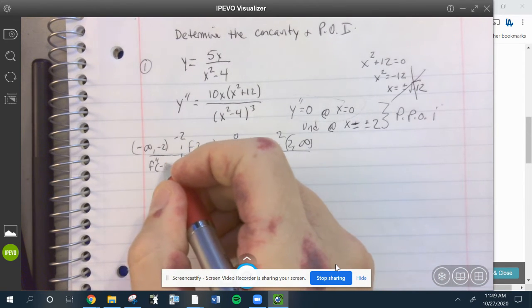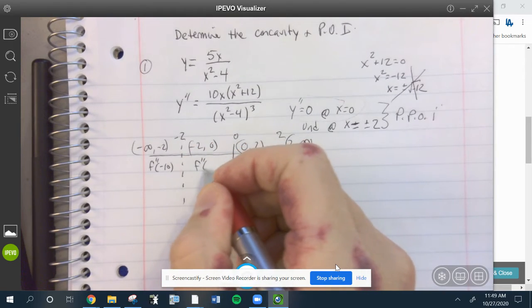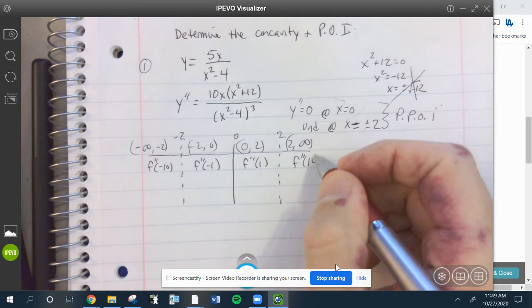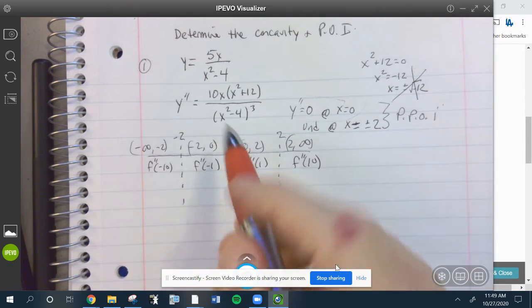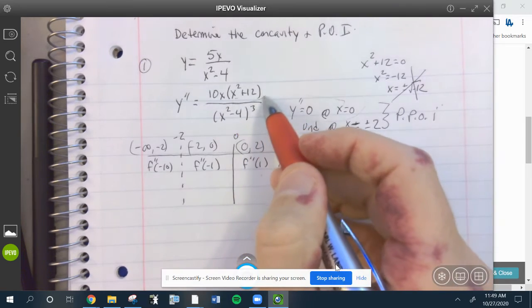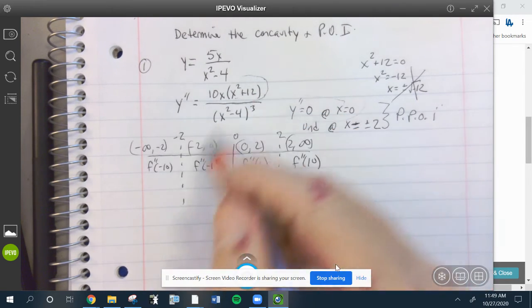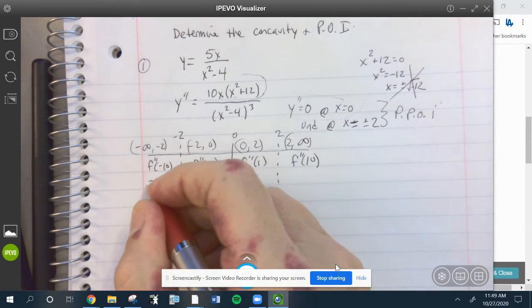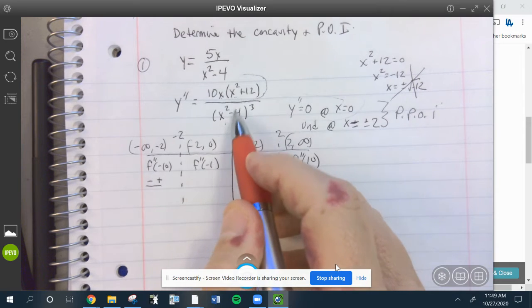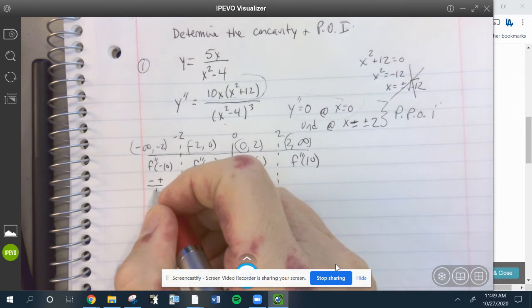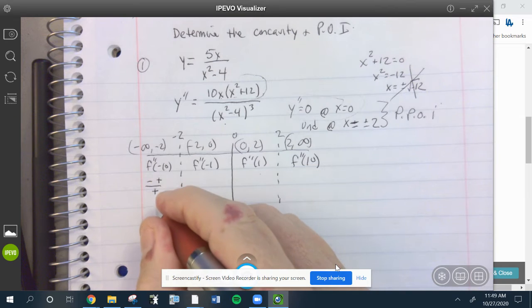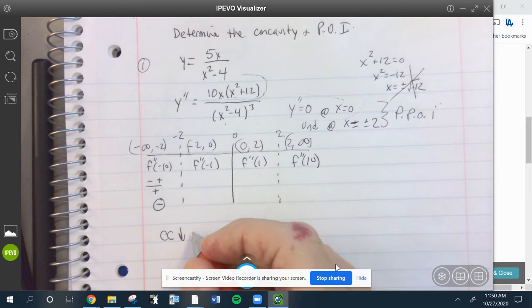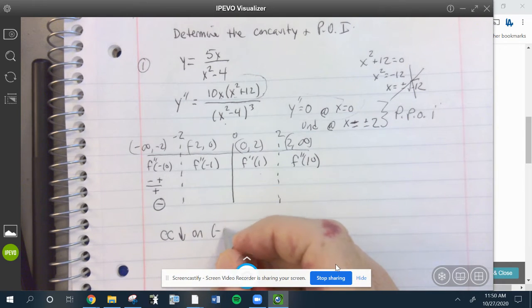Check the second derivative at negative 10 here, the second derivative at negative 1 here, the second derivative at 1 here, and the second derivative at 10 here. If you plug it into the second derivative, remember, this part's always positive, so that's going to be easy. If you plug in a negative 10, you get a negative times a positive over, that's going to be positive cubed, so positive. So you have a negative divided by a positive, which is negative, which means concave down on negative infinity to negative 2.